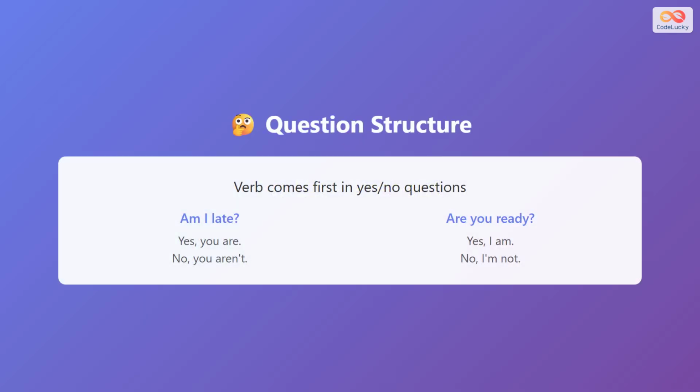The key rule for forming questions with the verb to be is that the verb always comes first. Unlike statements where the verb comes in the middle, in questions the verb moves to the beginning. For example, instead of saying, "You are late," we ask, "Are you late?" This verb-first pattern is essential for all present tense questions.